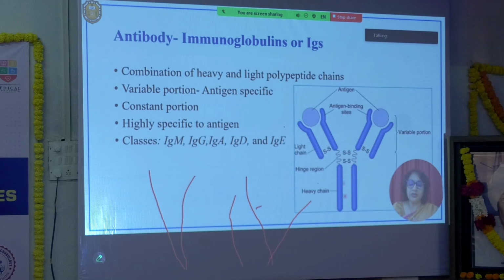The constant portion determines other properties of antibody like diffusivity in the tissue, adherence to specific structure, or attachment to complement complex, etc. There are 5 classes of immunoglobulins: IgG, IgM, IgA, IgD, and IgE. IgG constitutes around 75% of the antibodies. Ig is small percentage and it is effective against allergy.